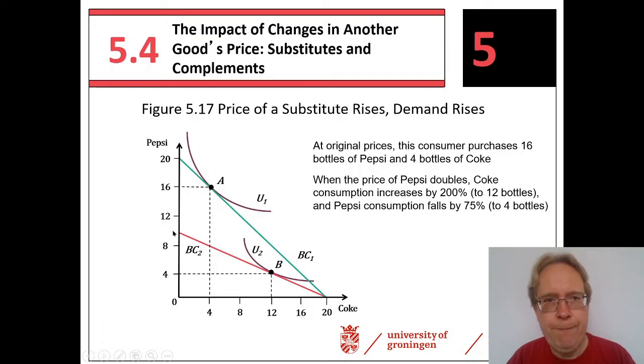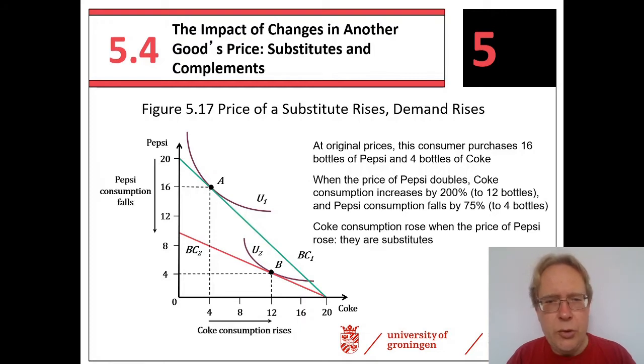So in other words, the price increase of Pepsi causes me to consume more Coke. Consumption of Pepsi goes down from 16 to 4, so that's 75%. But the consumption of Coke triples, in other words, increases by 200%. So that means that these two products are substitutes, right? Again, the definition from the first lecture, if I'm not mistaken. If the price of Pepsi goes up, consumption of Coke goes up. So they are substitutes.